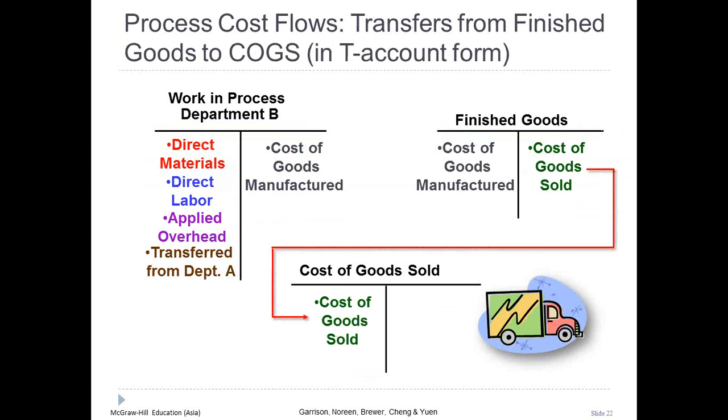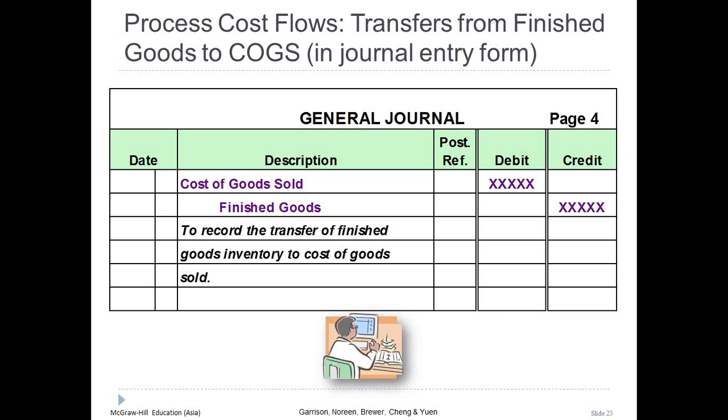Once we sell finished goods, we debit cost of goods sold and credit finished goods inventory. When finished goods are sold to the customer, we will debit cost of goods sold and credit finished goods inventory for the cost of sales.